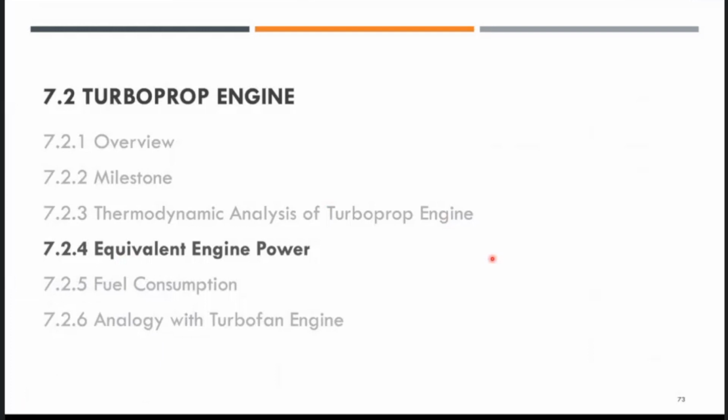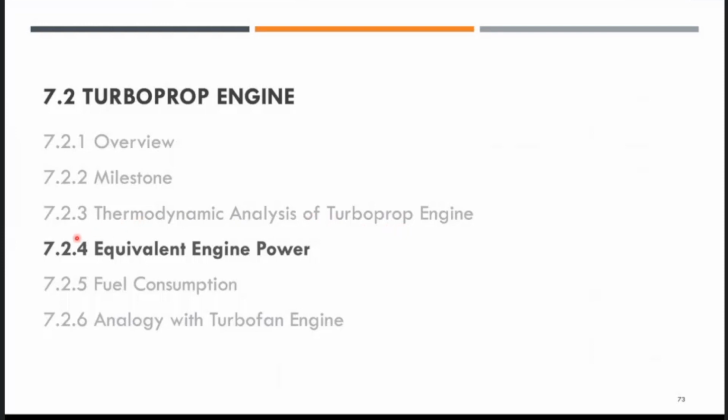So we have started to look into the turboprop engine. We start with the overview of a turboprop engine and then go through the historical background and the milestones of a turboprop engine, how it all started until the recent usage of turboprop engines in modern transport, especially the military type of aircraft. And before the break, we looked into the thermodynamic analysis of a turboprop engine.